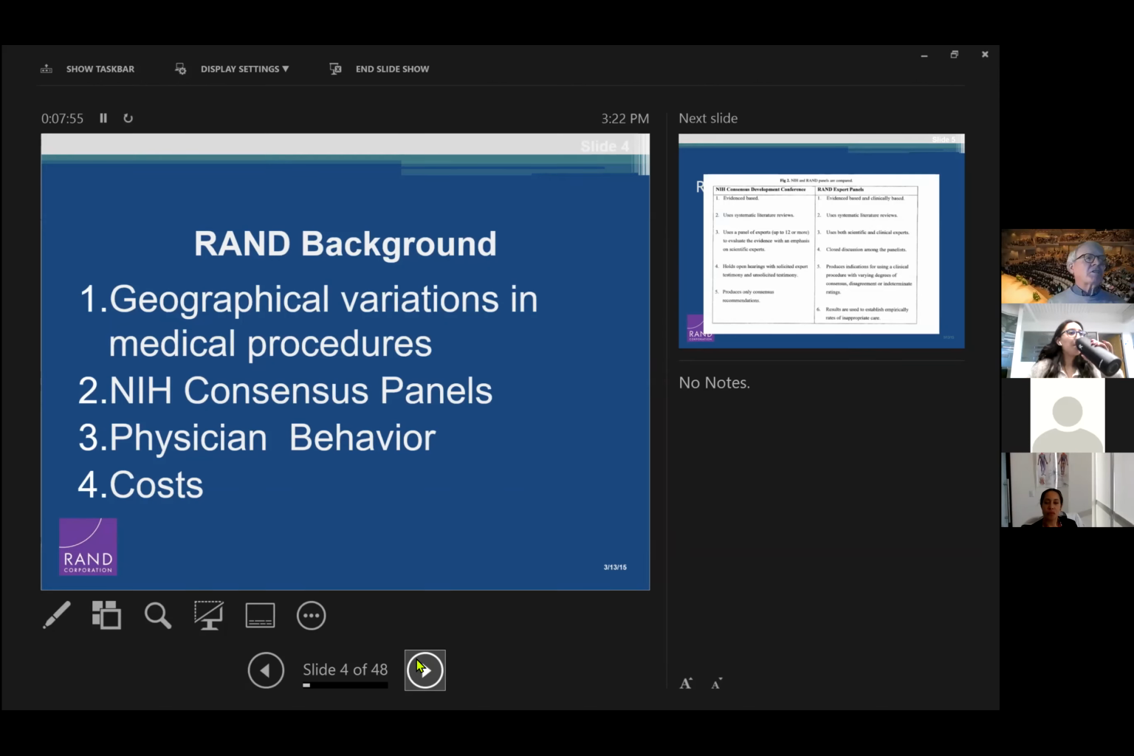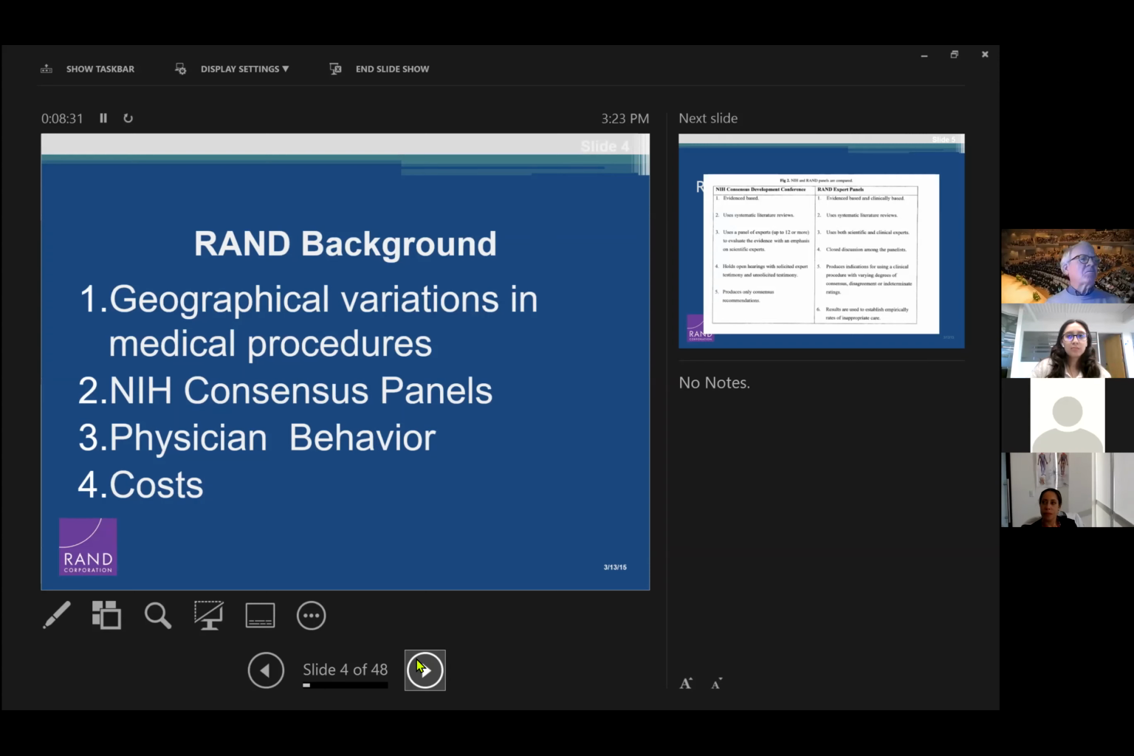There's not only variations in the procedures, there's incredible variations in the cost. So that raised the issue that some of this cannot be appropriate. And so RAND thought, well, okay, how do we study appropriateness? How do we decide which of this stuff is appropriate and which isn't? And then when we studied the NIH consensus panels, RAND did some really interesting studies looking at how much physician behavior was actually being modified or changed by the NIH consensus panels. And what they discovered is not at all. They're virtually having no impact on medical practice, whatever.